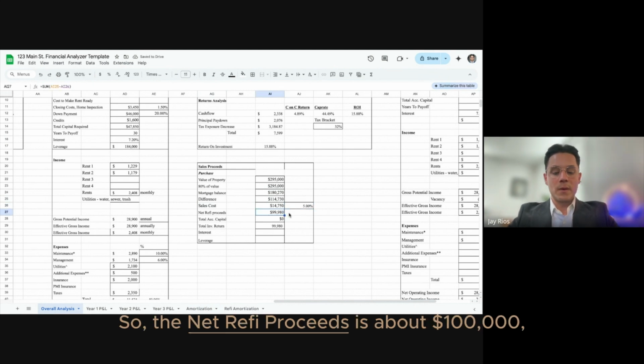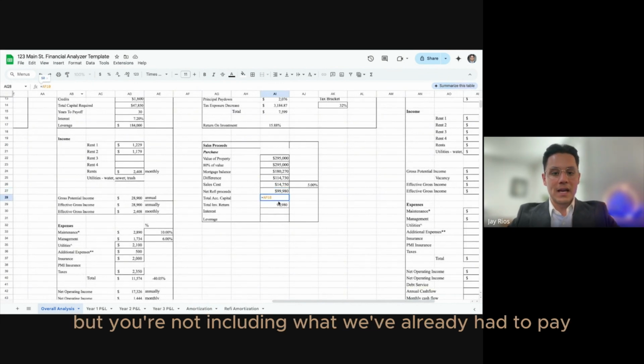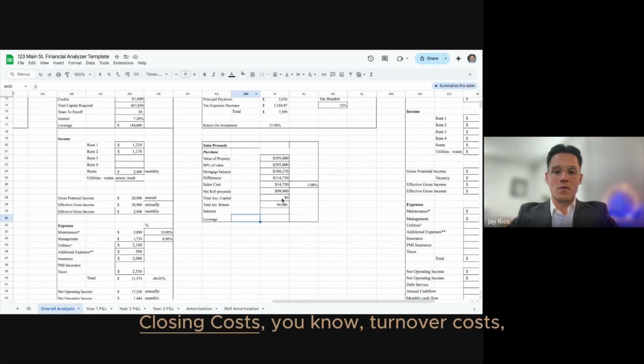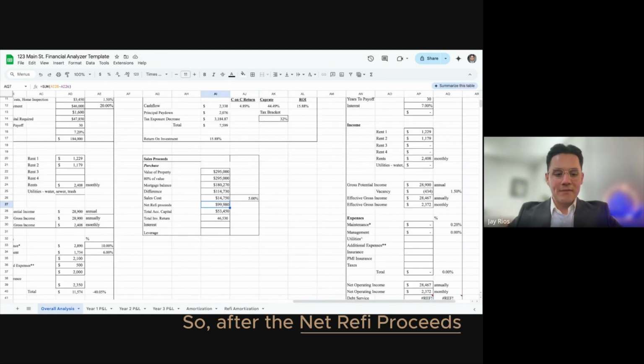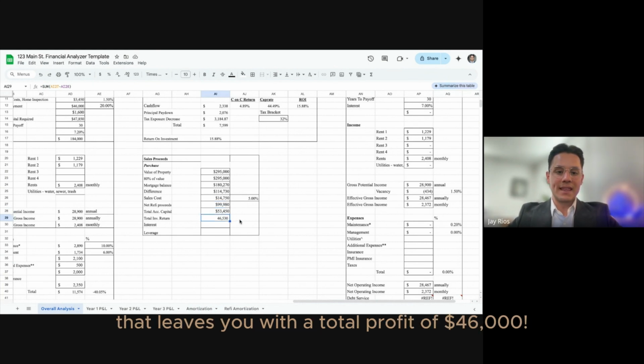So the net refi proceeds is about $100,000, but you're not including what we've already had to pay into it, which is all of the down payment, closing costs, turnover costs. So let's get that in here. So after the net refi proceeds and the accumulated capital, such as the down payment and whatnot, have been calculated, that leaves you with a total profit of $46,000.